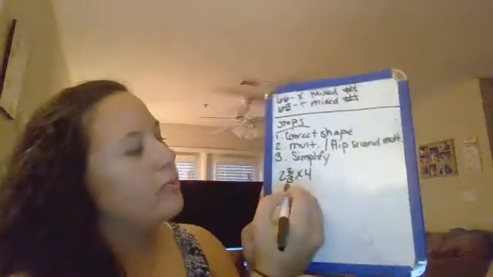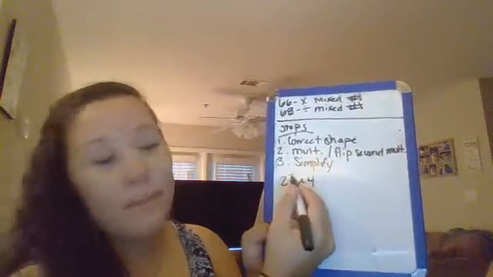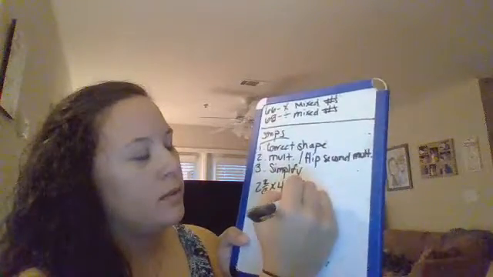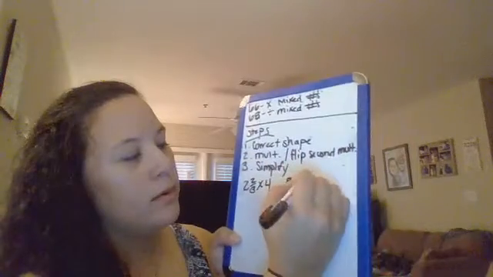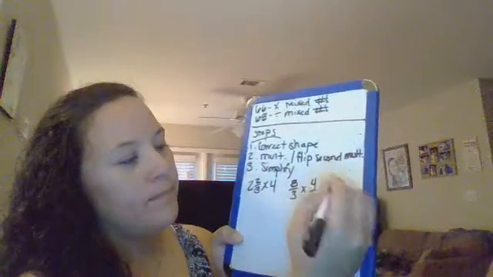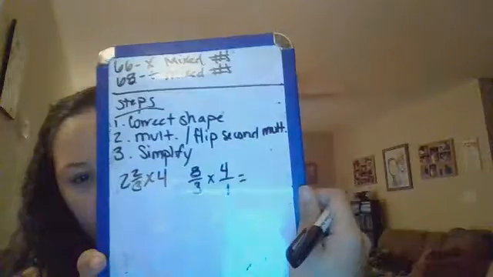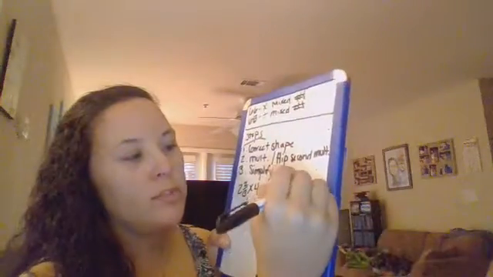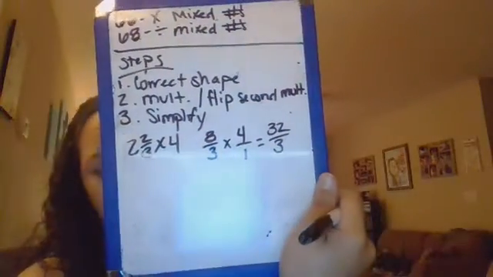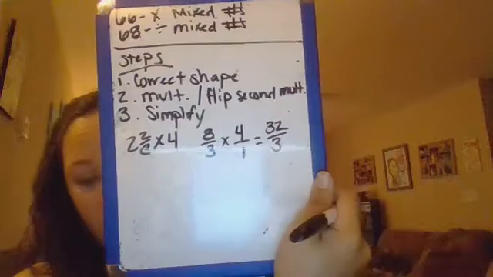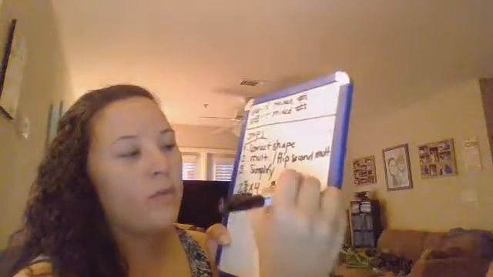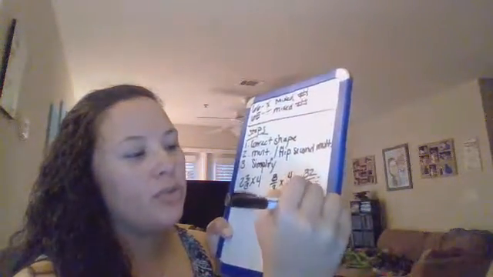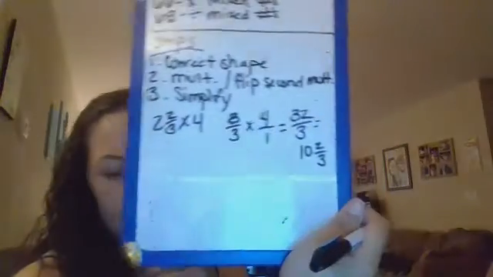To do that, we multiply 2 times 3 is 6, plus 2 is 8. So we have 8 thirds, and 4 becomes 4 over 1. So we have 8 thirds times 4 over 1, which becomes 32 thirds. And then we need to turn that back into a mixed number because it's an improper fraction. If we divide that out, that would be 10 and 2/3 as our final answer.